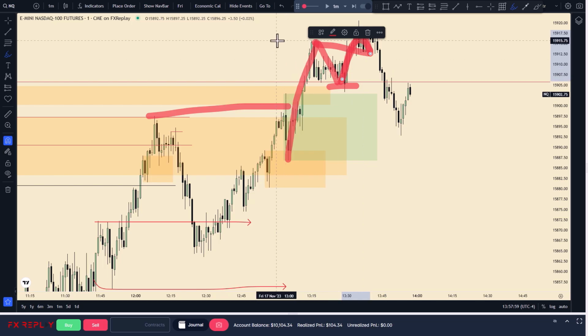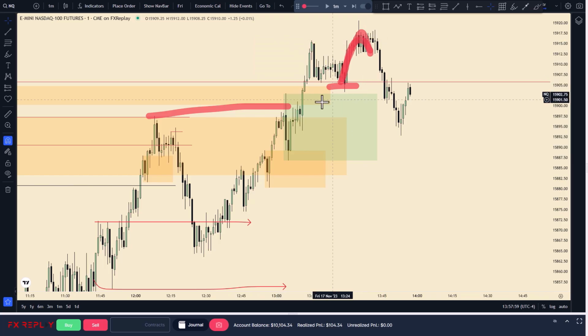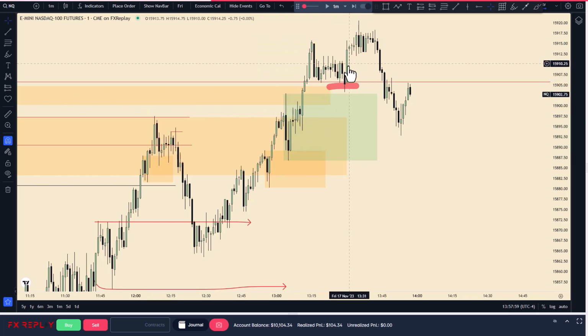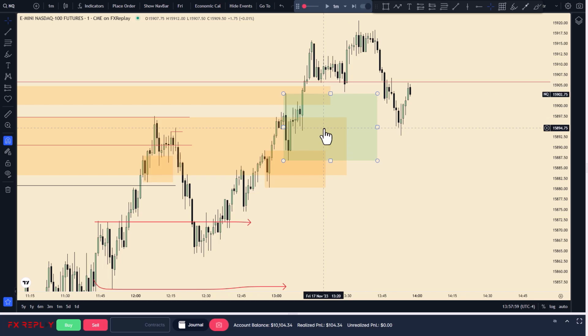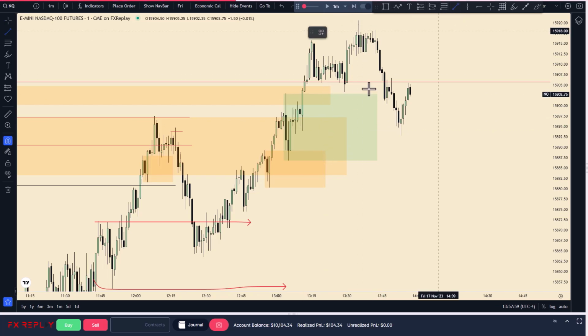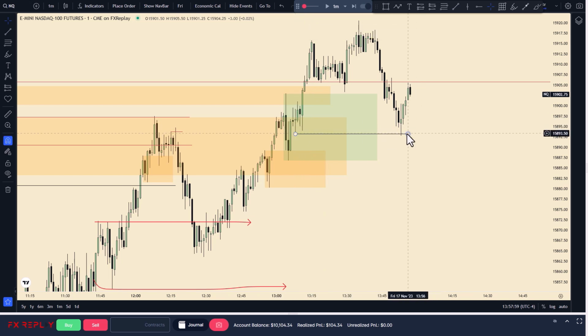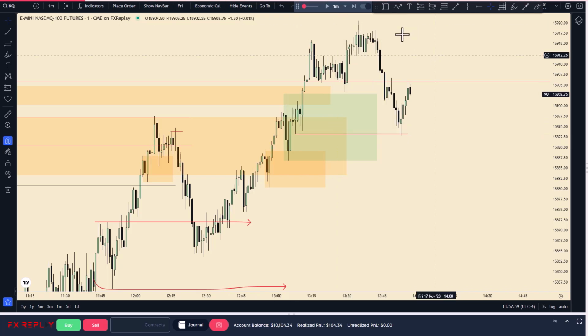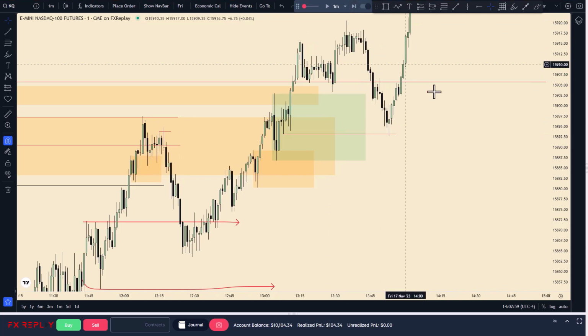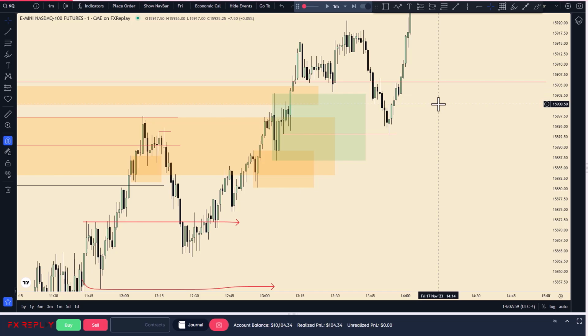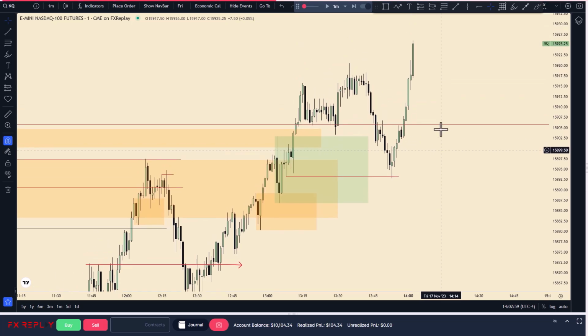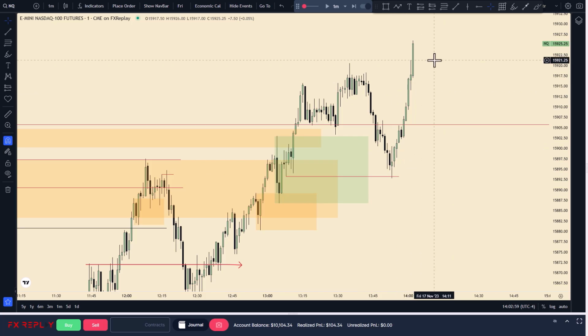Let's remove these drawings. We swept this one right here. Price didn't give us anything to work with. So this is a situation where the trend is too strong, with a big expansion to the upside.